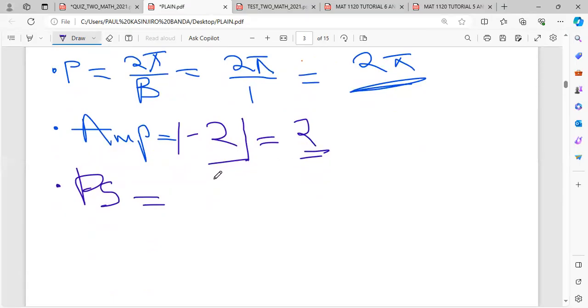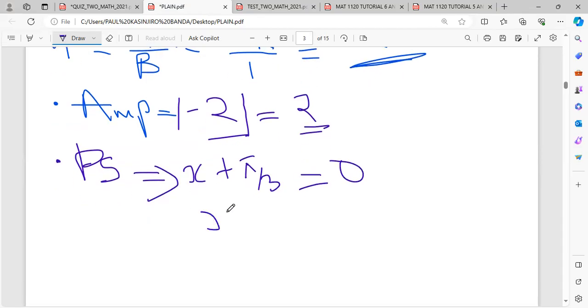That's how you find the phase shift. So there you have x plus pi over 3 is equal to 0. Okay, so let's find our phase shift. Our phase shift will simply be x is equal to negative pi over 3. Okay, so this is our phase shift, meaning what?